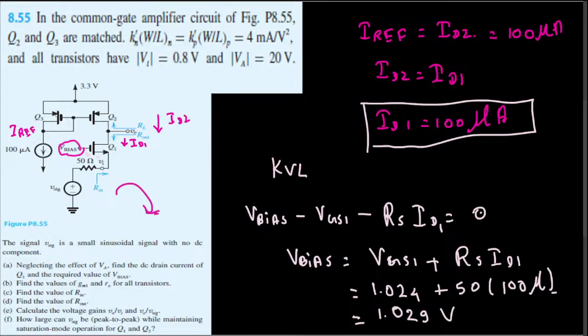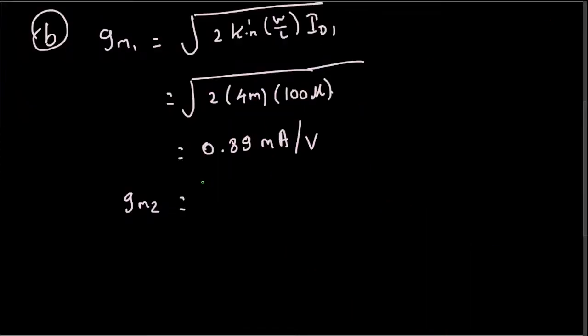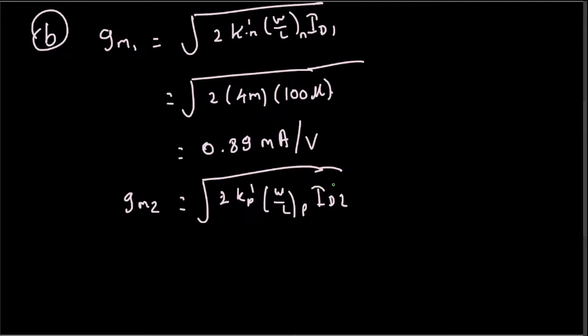How do we know? Because of the arrow. If the arrow is pointing inward, that's a PMOS. If the arrow is pointing outward, that's an NMOS. So here these two are PMOS. So the transconductance equation is a little bit different. Instead of Kn prime, we will have Kp prime right here, and this is W over Ln, and this will be W over Lp. And this current is going to be ID2.